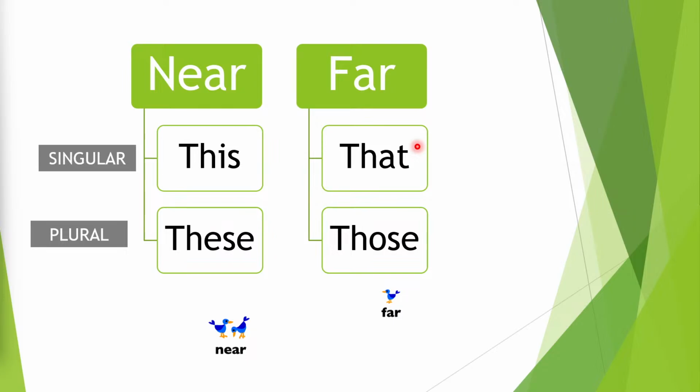Okay, so I can also refer to people. So for example, I can say this is my mom. Okay, this is my mom, and she is right next to me, for example, right?